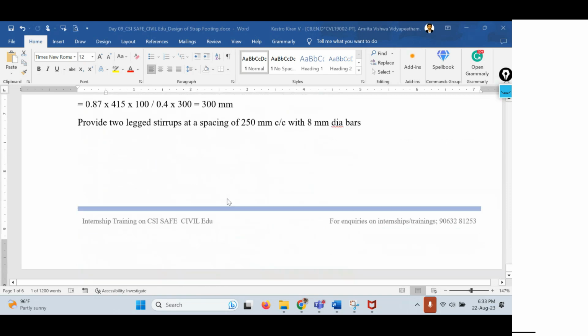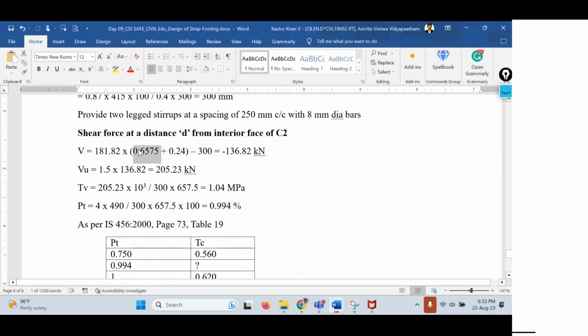Just a second, I'm just writing. Correct. So this will be 1.1, the distance plus 0.15, okay, 0.15 plus 0. Effective depth 6575. This calculation you have to cross check later. And then the load coming from column 2 is 500 kilonewtons.